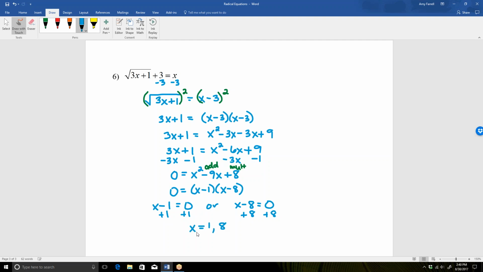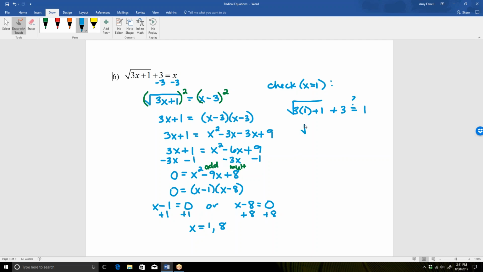But we do need to check these solutions. It's possible that one doesn't work, or maybe they both don't work, or maybe they both do work. I don't know. We just got to see. So we're going to check back in the original equation. I'm going to first check x equals 1. Let's see if x equals 1 is a good solution here. And I'll put a little question mark, not sure.